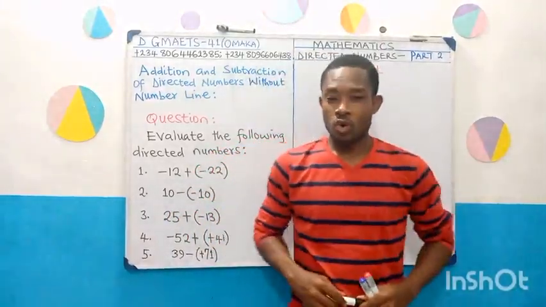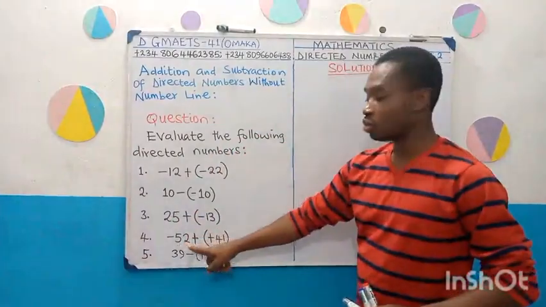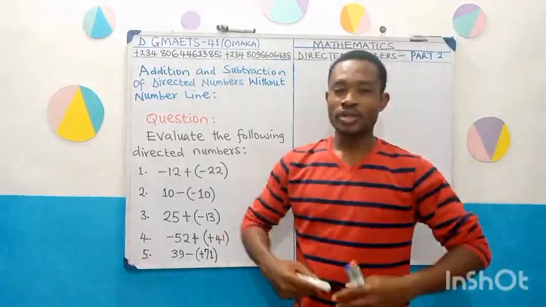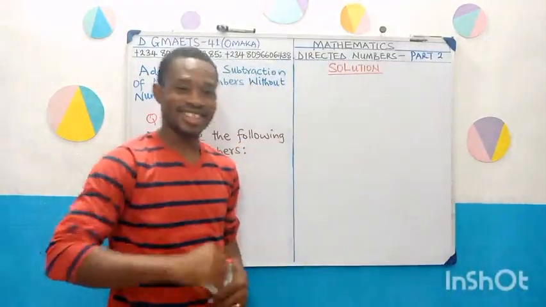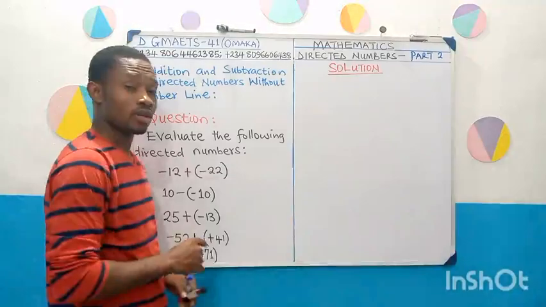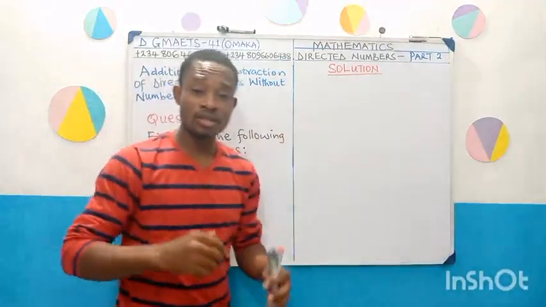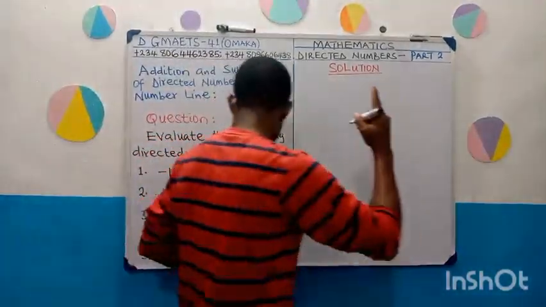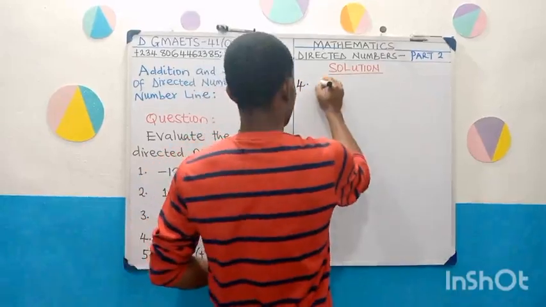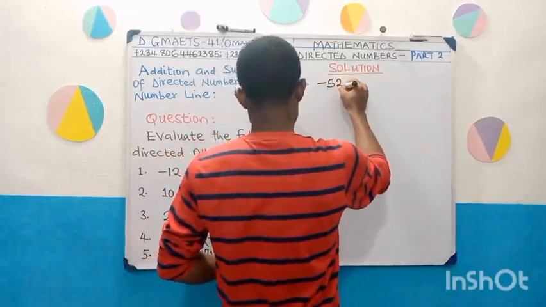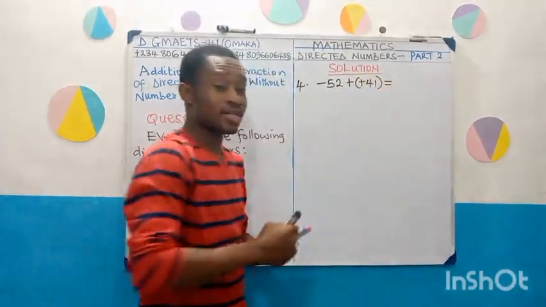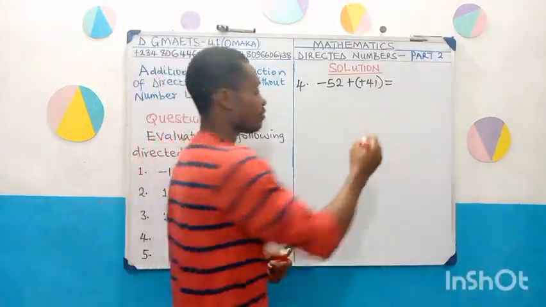In question 4, we have minus 52 plus bracket plus 41. How do we solve this question? Let's look at it. It's really very simple. Remember what I told you in question 3, when you have one of the numbers to be plus, the other one to be minus. So we'll use that idea. Question 4. This is minus 52 and then plus bracket plus 41. This is the same as minus 52 plus 41.